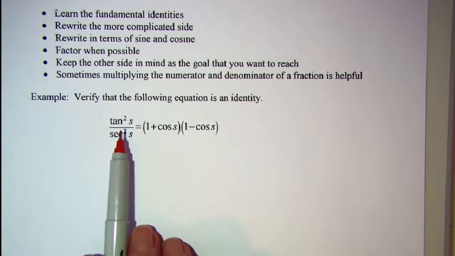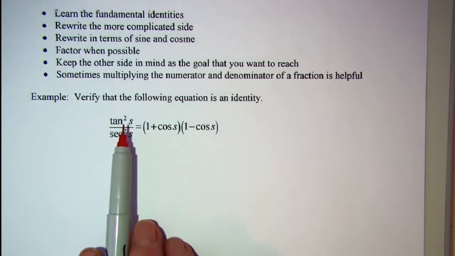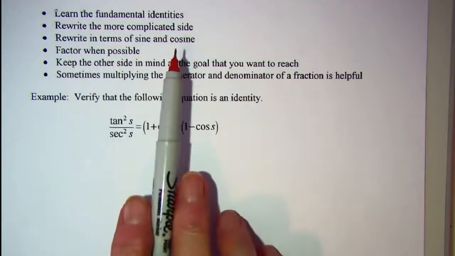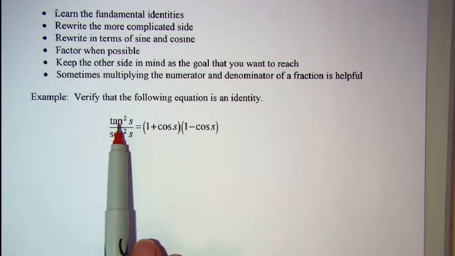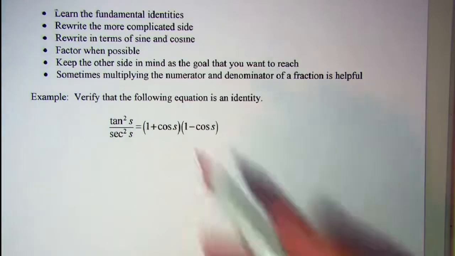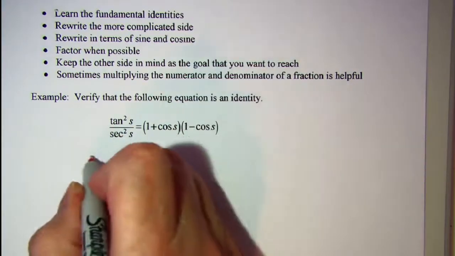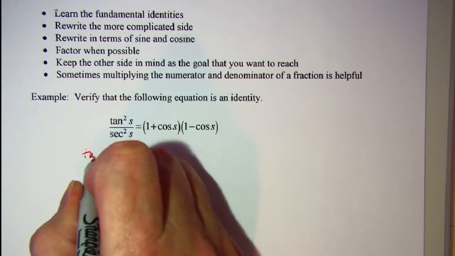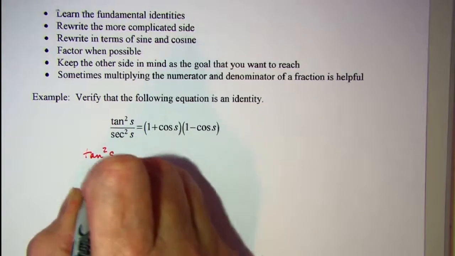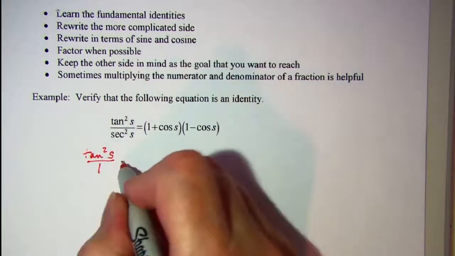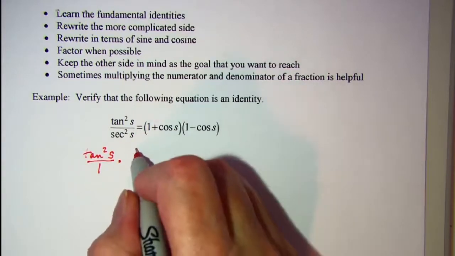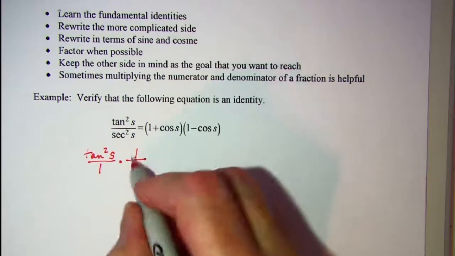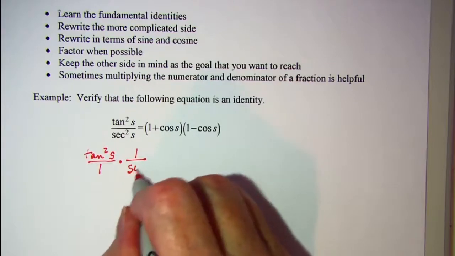and I think the approach that I'm going to take this time is to rewrite everything in terms of sine and cosine. So I'm going to separate first the numerator and the denominator. So my tangent squared s, I can write over 1, and then my secant squared s is in the denominator, so that'll need to be 1 over secant squared s.